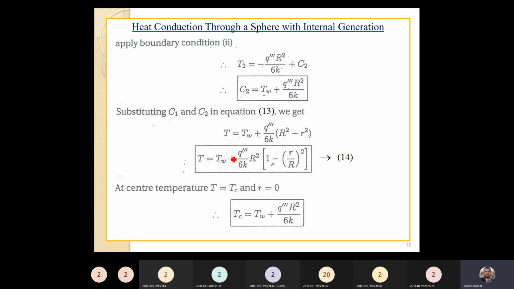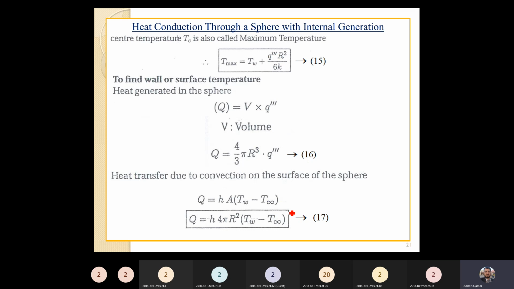So if you want to find the temperature at the center, where the temperature would be maximum, at center T is equal to Tc and r is equal to 0. So put r is equal to 0 in this equation, this small r, and you will get Tc is equal to Tw plus q triple dash R square over 6k. At the center Tc is also called maximum temperature.